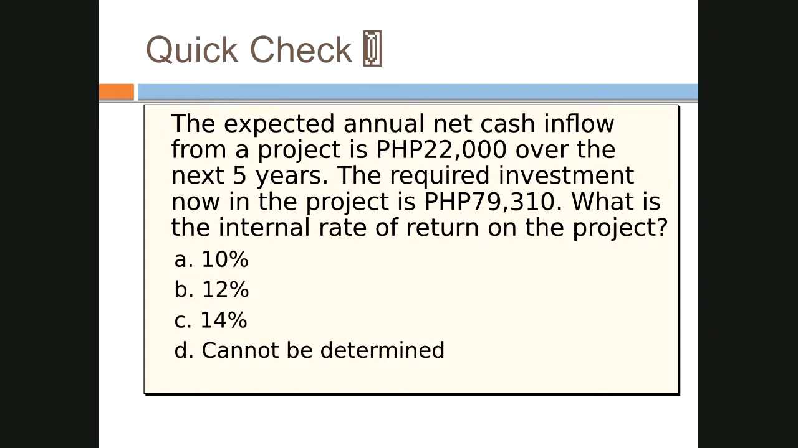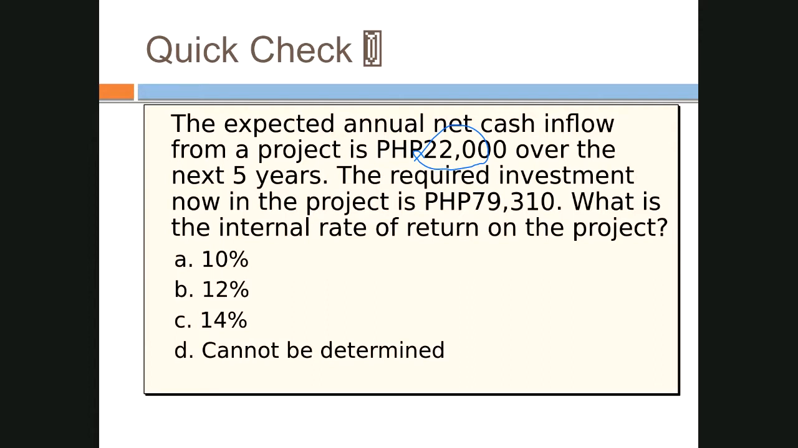So, kagaya nung kanina, sabi niya, the expected annual net cash inflow from a project is 22,000 over the next 5 years. The required investment now in the project is 79,310. So, what is the internal rate of return of the project? Since hindi ko alam kung makukompute nyo, meron kayong present value table, so pwede mo siyang kompute. Titignan mo siya dun sa present value of ordinary annuity. Bakit ordinary annuity? Kasi yung 22,000 natin every year for 5 years, 22,000 yung cash inflow natin. So, ordinary annuity dapat yun.